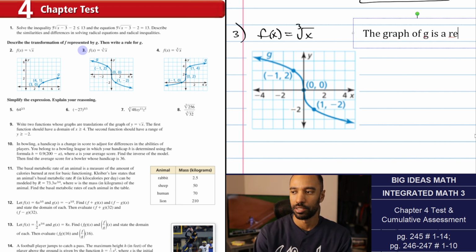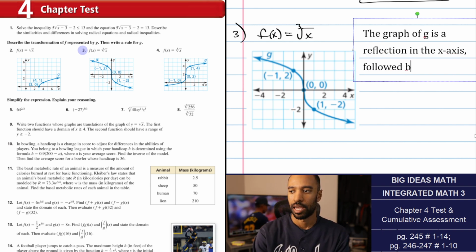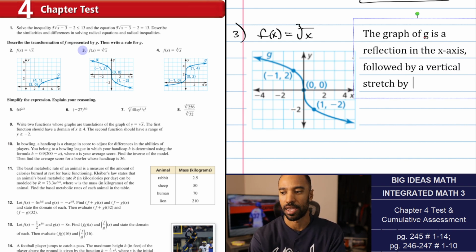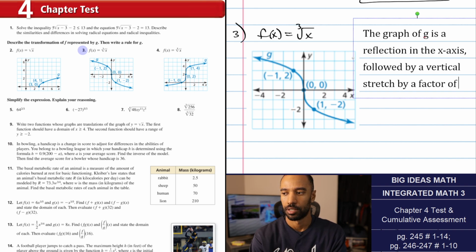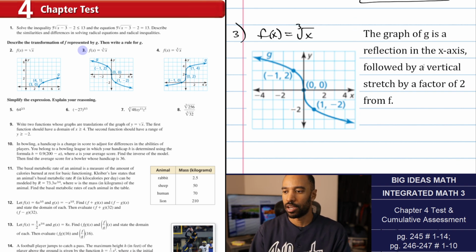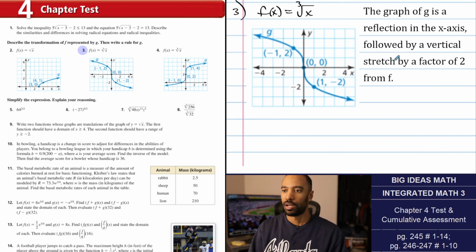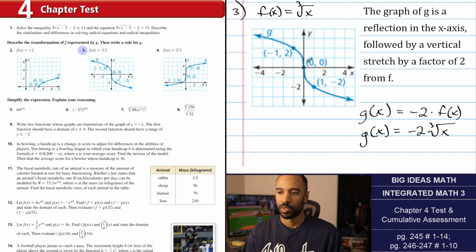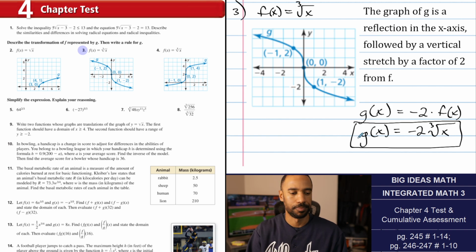is a reflection in the x-axis, followed by a vertical stretch. You might notice that instead of going 1, 1, it's going 1, 2. A vertical stretch by a factor of 2 from f. So here, there are 2 things going on. We are affecting, in this case, f of x by multiplying by -2, the vertical stretch and the flip. So it's going to be -2 times the cube root of x. Instead of 1, 1, it's 1, 2, and it goes negative like that. And there's the equation. Number 4.